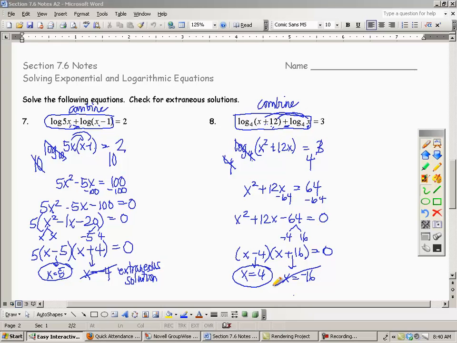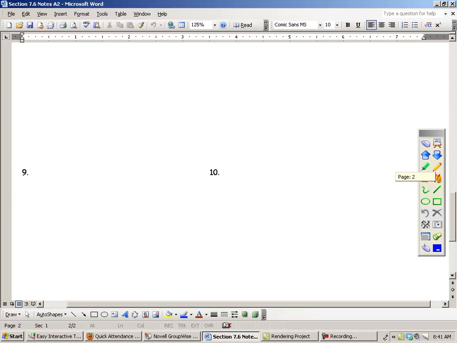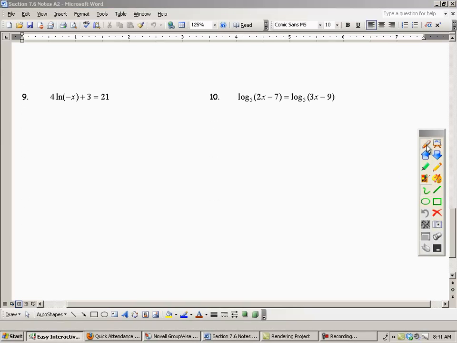Now I've shown you 2 of them where you have extraneous solutions. You won't always have extraneous solutions, or they both could not work, and then you would say no solution if they both don't work. Okay, so that's the idea going forward. Let's try the last 2, and then we'll be done for the last section in chapter 7.